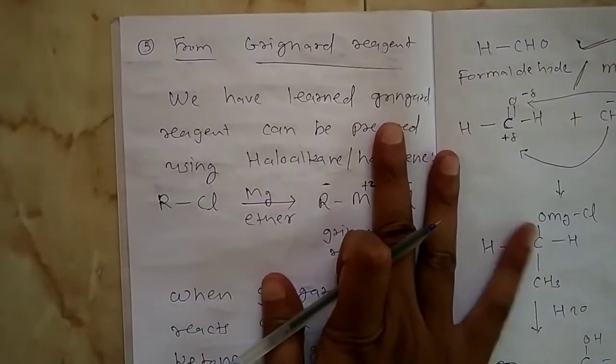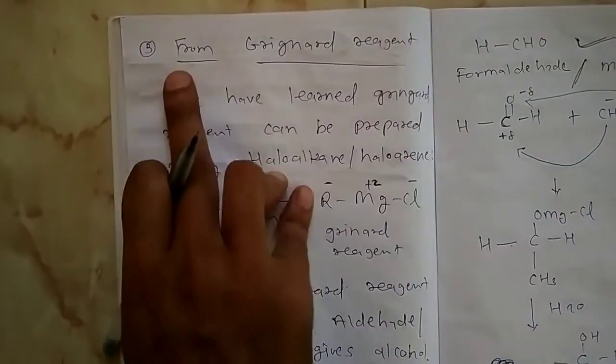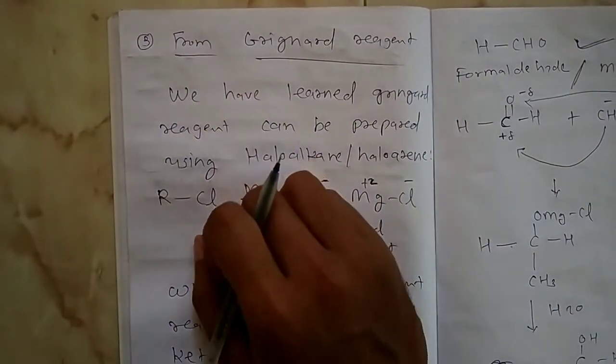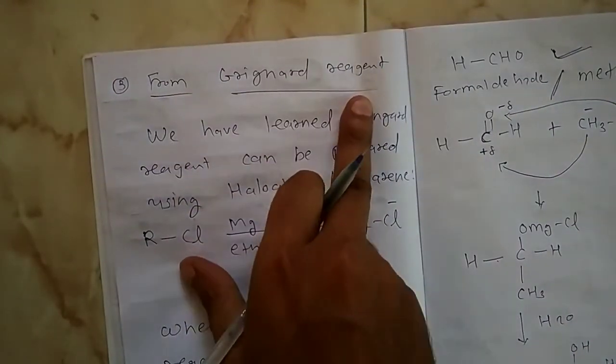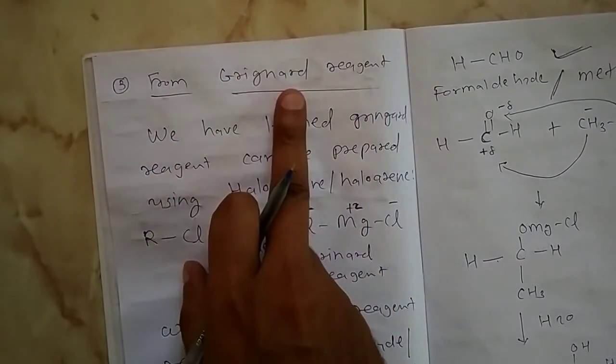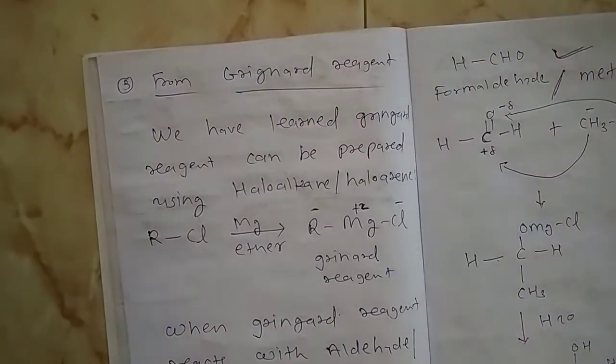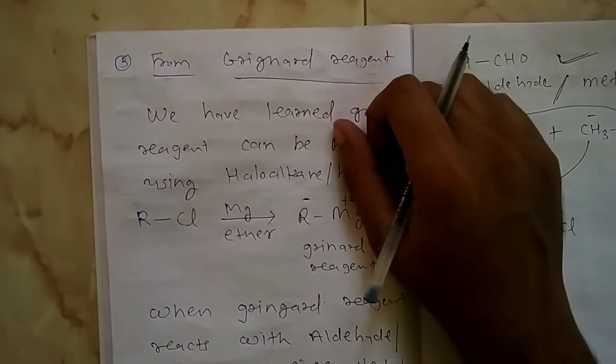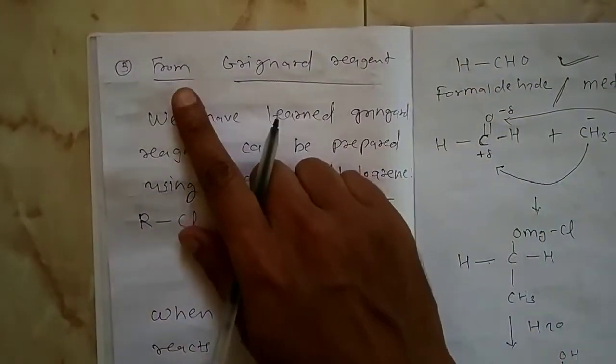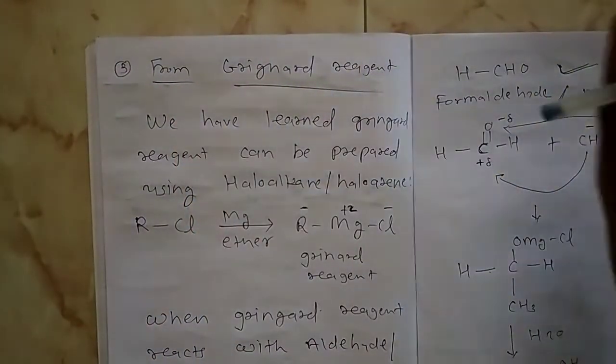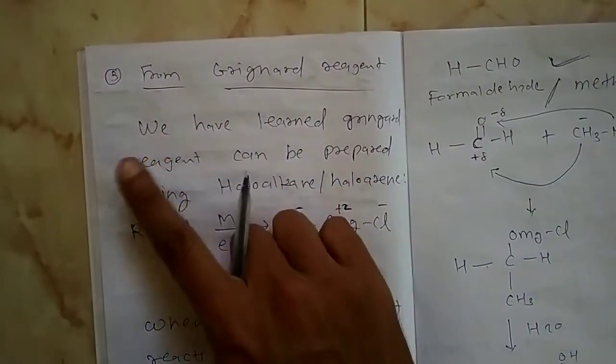Now, the second reaction for today, that is preparation of alcohol from Grignard reagent. Now, what is Grignard reagent? We have learned that in the previous chapter, in haloalkane and haloarene. We have learned how to prepare Grignard reagent. Just revise it.